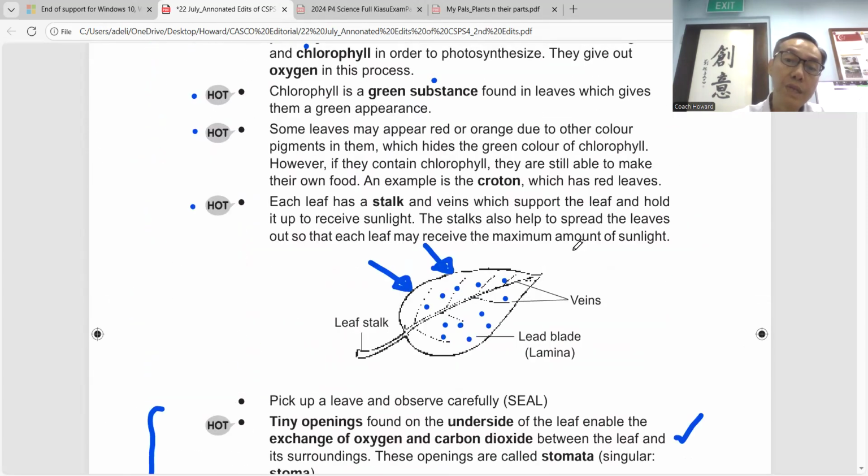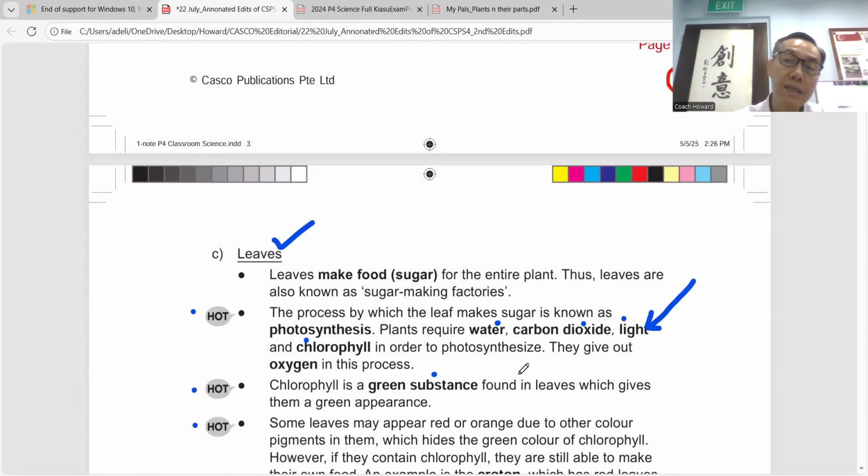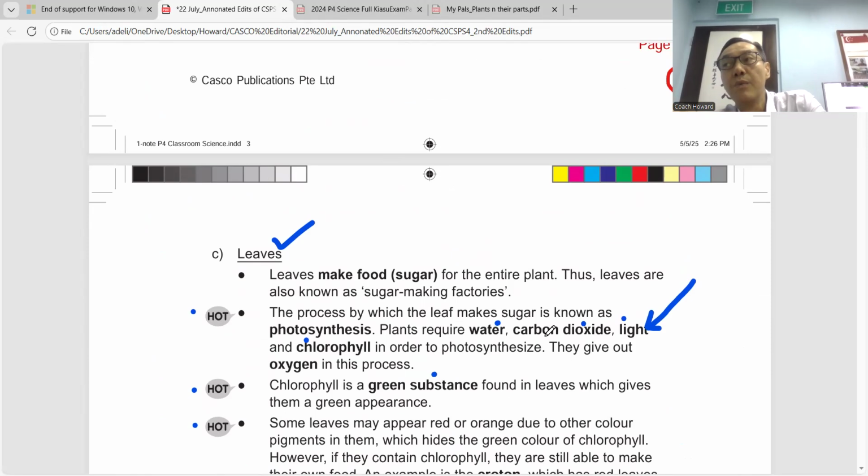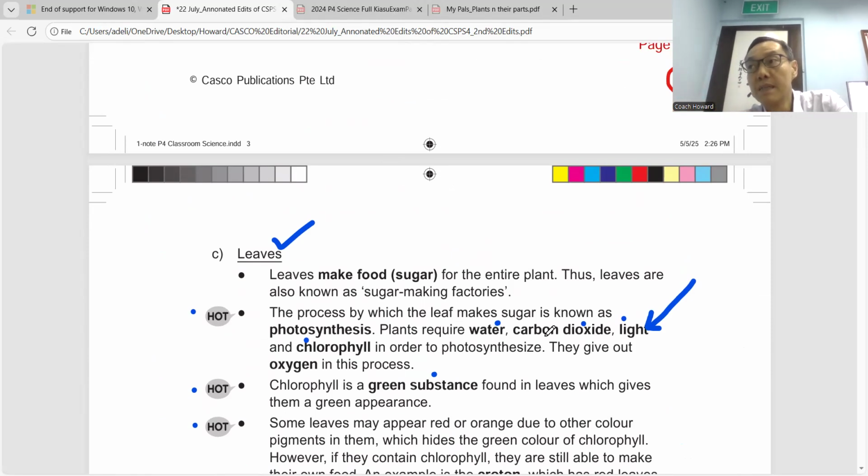Okay, there's one process that is not mentioned here. You know, plants are also living things, right? Plants are living things, you agree? Just like us, we are human beings, right? We are considered mammals, correct? We take in oxygen. Do plants take in oxygen, do you think? Yes, they do, because they are living things.